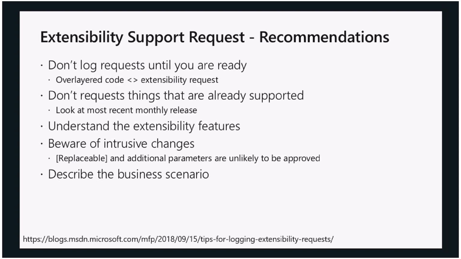Beware, as I was saying, of requesting intrusive changes. One thing that I intentionally did not talk about in this talk is the replaceable attribute, as it has been requested a lot, something that the Microsoft code can apply that could then skip the next call for chain of command. This is something that is very dangerous, seen as essentially bringing back overlayering into the core application, and so it's something that we are very much not likely to approve as an extensibility request.